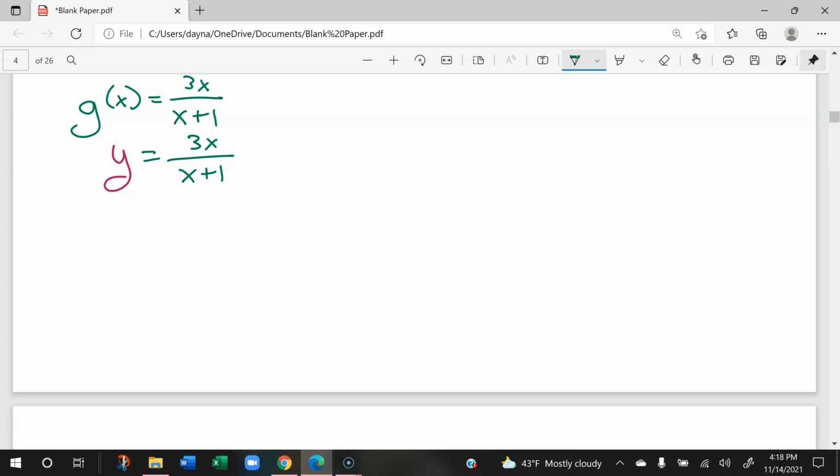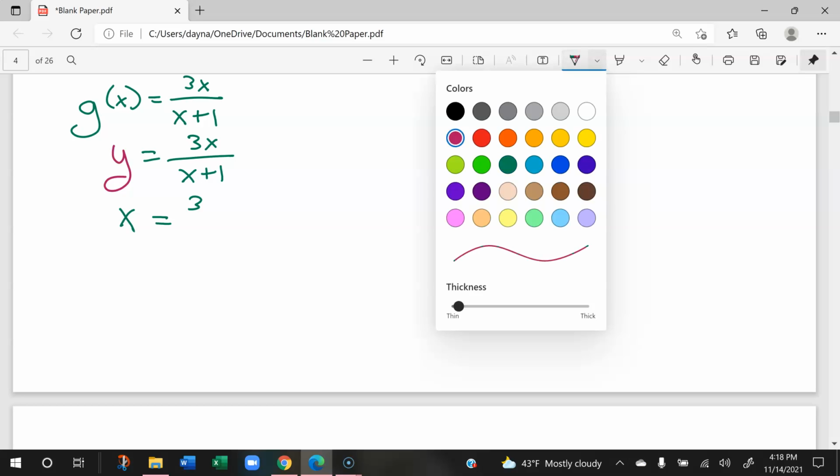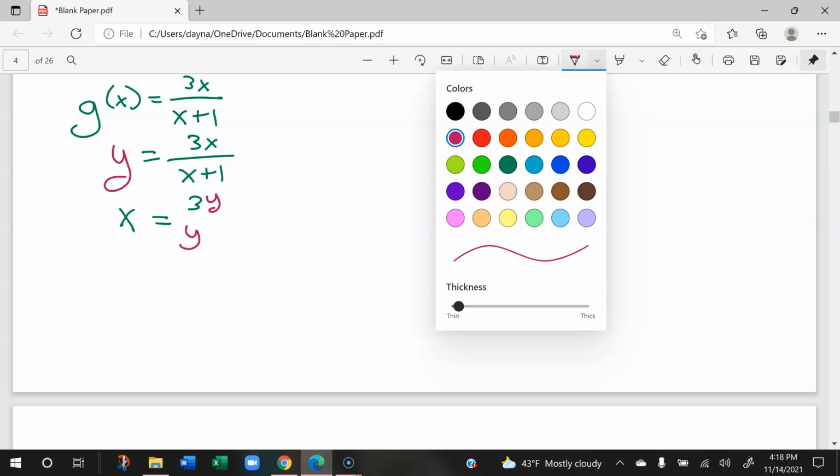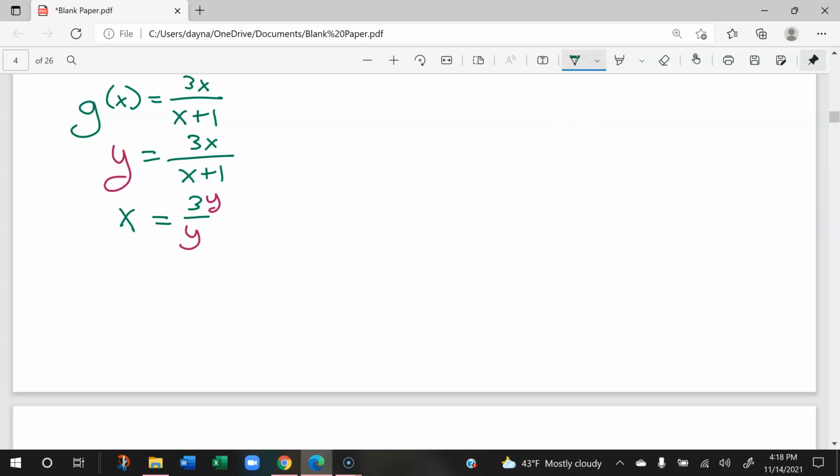My second step is to replace every y with an x, and then every x with a y. So I replace this with a y, and I'm going to replace down here with a y. So I've replaced both of these x's with y's. Now I need to solve for my y.